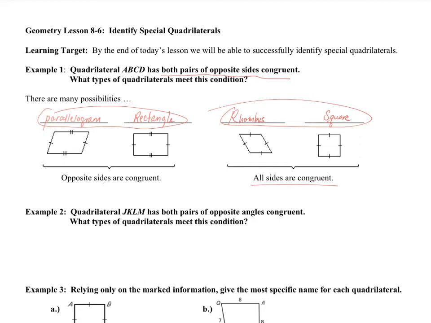Example 2. Quadrilateral JKLM has both pairs of opposite angles congruent. What types of quadrilateral meet this condition? And I would like to say that the parallelogram, the rectangle, the rhombus all meet this condition. So we can go ahead and write parallelogram, rectangle, rhombus, square.